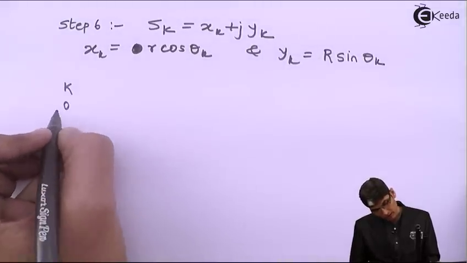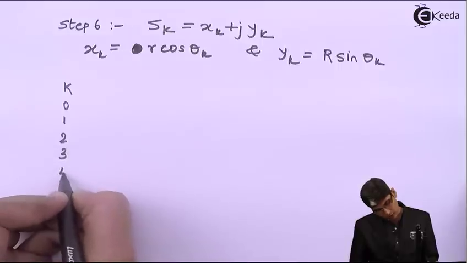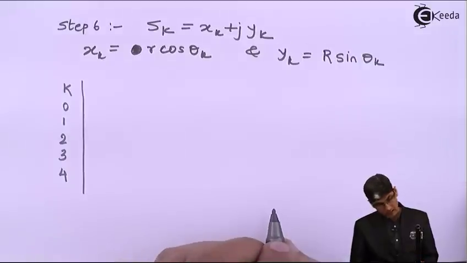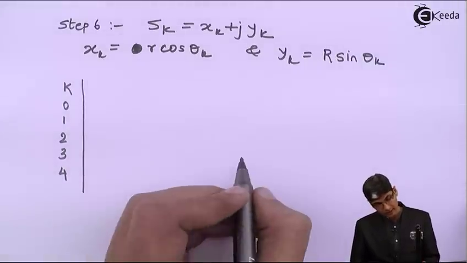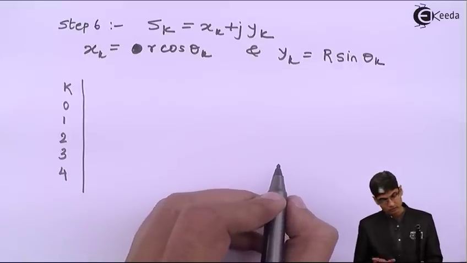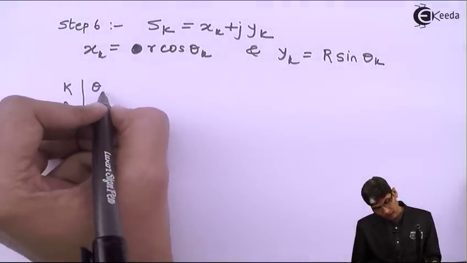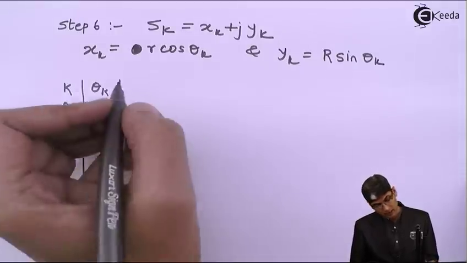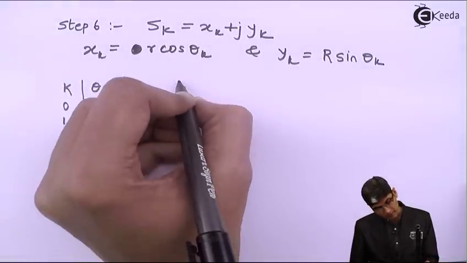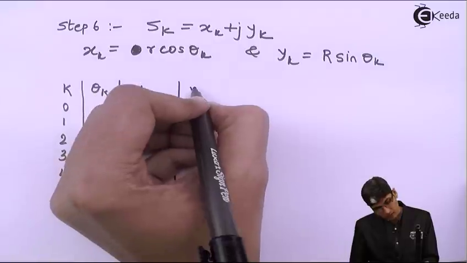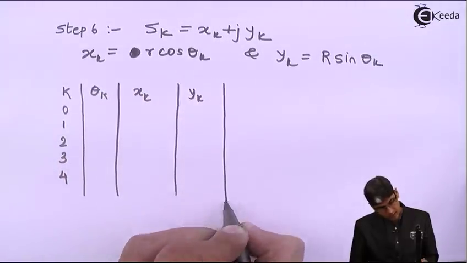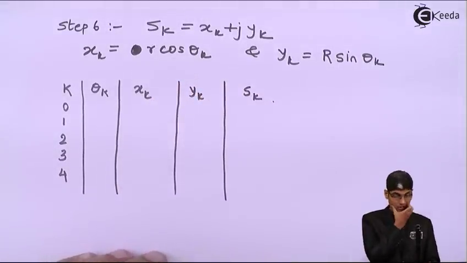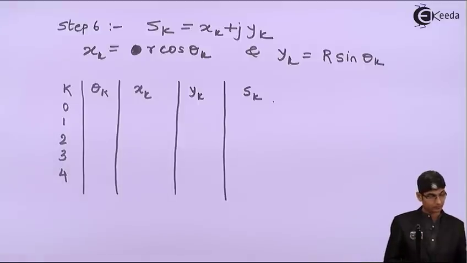I put k, which is 0, 1, 2, 3, 4. Then let us write, this is my k. What else we want? We want the value of theta k, that is going to get changed. Then I will have x of k, and I will have y of k, and then we will have s of k. Those are the poles. So let us fill this table.